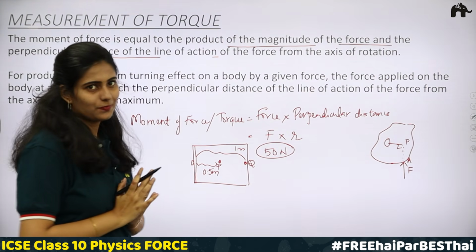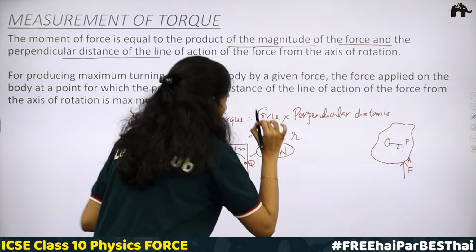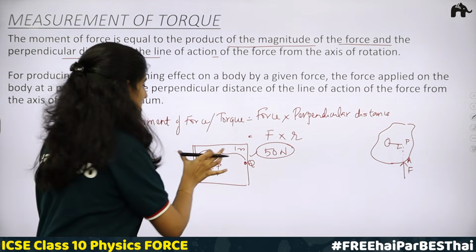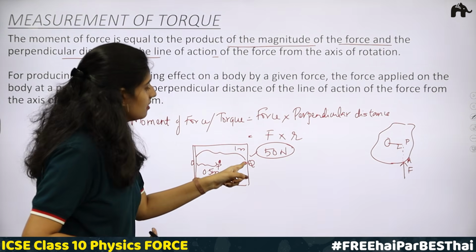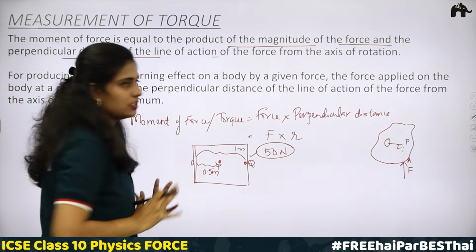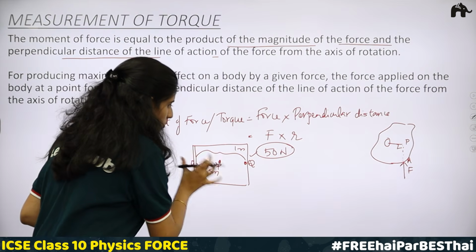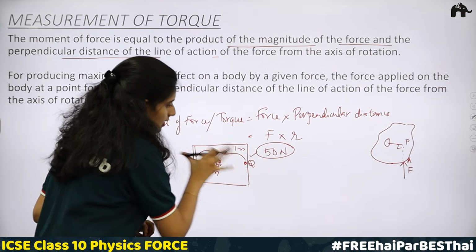Give me the answer. Q, correct. Why? Because this is at maximum distance. Here the perpendicular distance is maximum when we are pushing at this point Q. Here the distance is smaller. This is 0.5 meter and this is 1 meter.